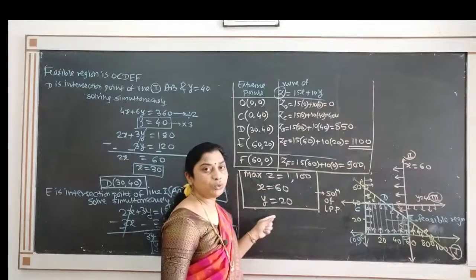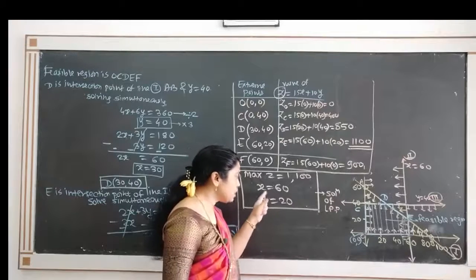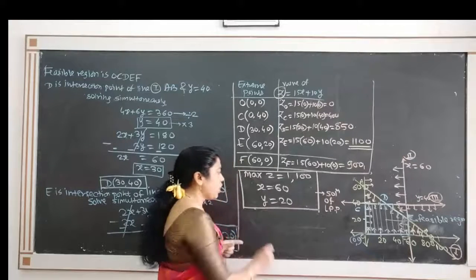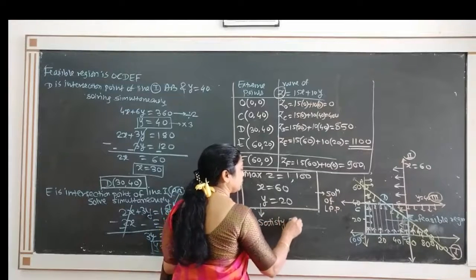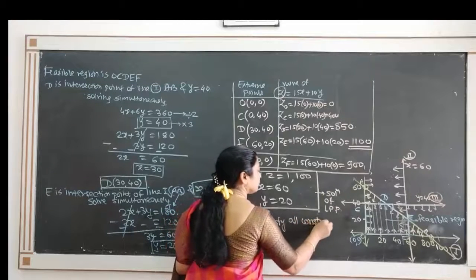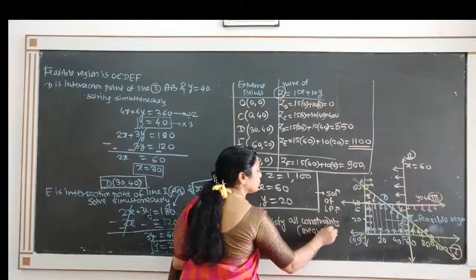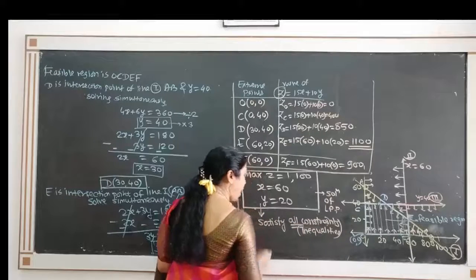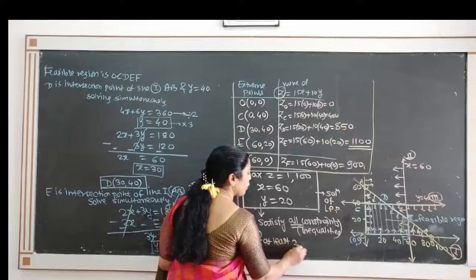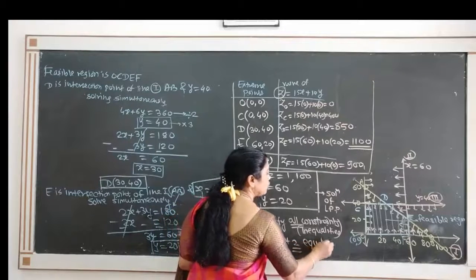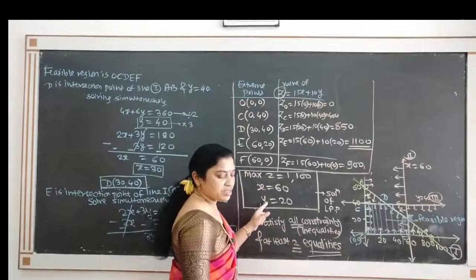You can check whether your solution is correct or not. How to check whether the answer is correct or not? These values of x and y are such that they should satisfy all constraints, means all inequalities. And in addition, they should satisfy at least two equalities. Then only our answer is correct.